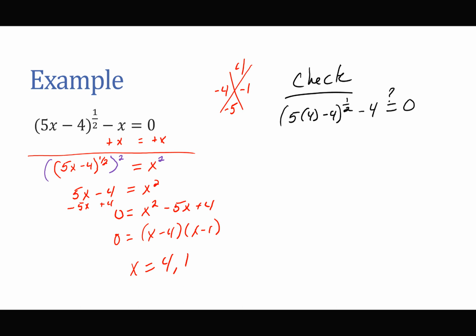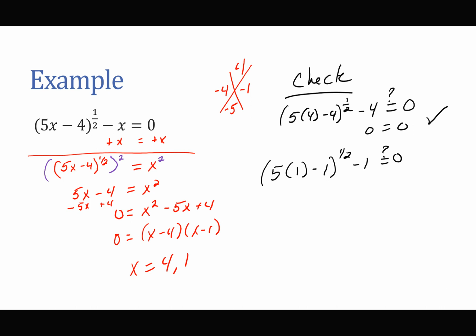All right, 5 times 4 would be 20. 20 minus 4 would be 16. Square root of 16 is 4. So 4 minus 4, yep, we end up with 0 equaling 0. That one checks out. We do the other one, 5 times 1 minus 4, all raised to the 1/2 power, minus 1. Does that equal 0? All right, well, 5 times 1 is 5, minus 1 would be 4.